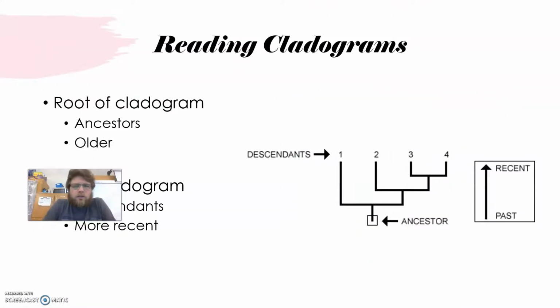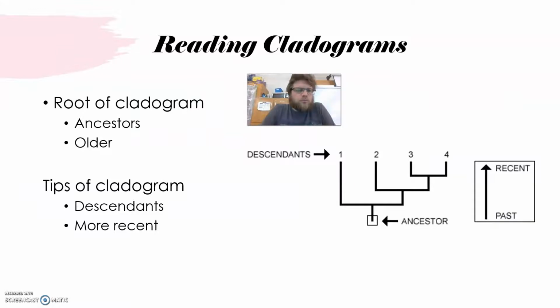Now, the first two parts to look at are the roots and the tips of the cladogram. The base of a cladogram, the root, represents ancestors. And the further down you go in a cladogram, the older you go in time. So in this generic cladogram, this root here is an ancestral species. And as you go up in time, when you get to the tips of the cladogram, this is current time. This is 2020. These are descendants of ancestors and the most recent organisms.